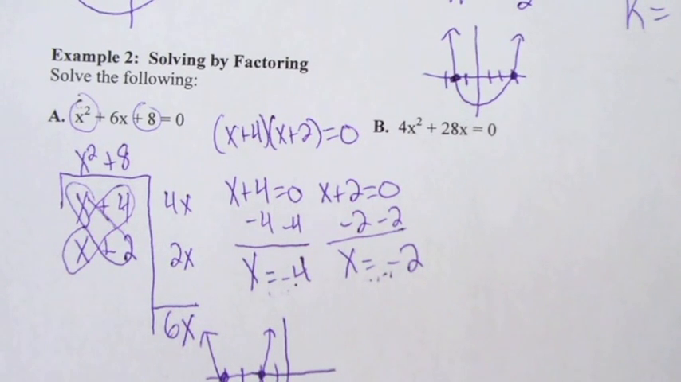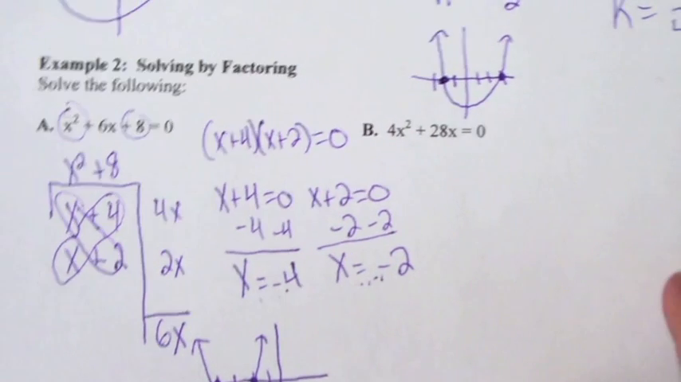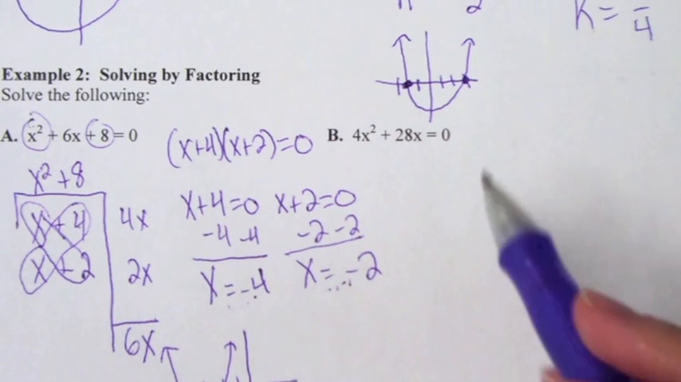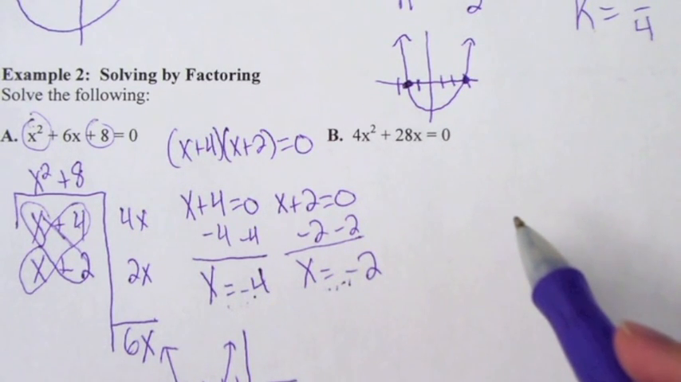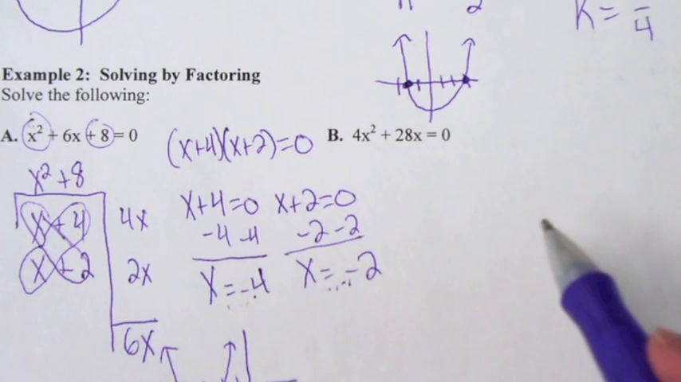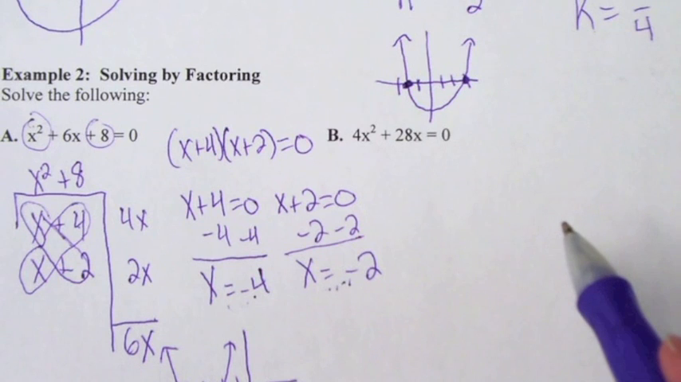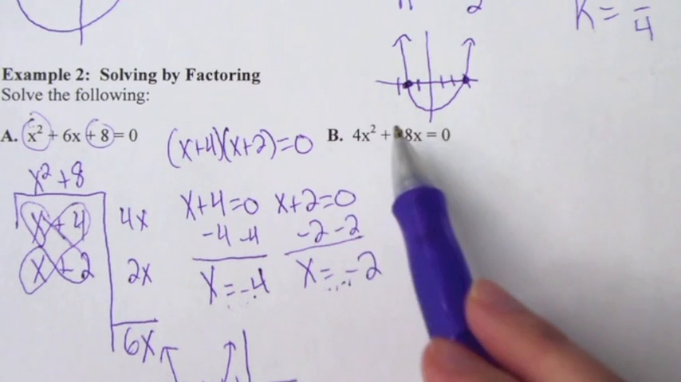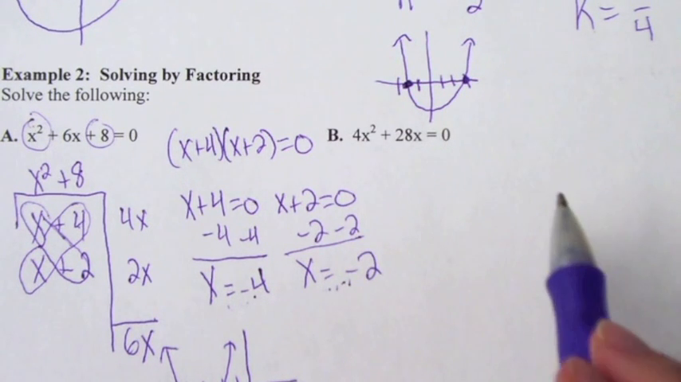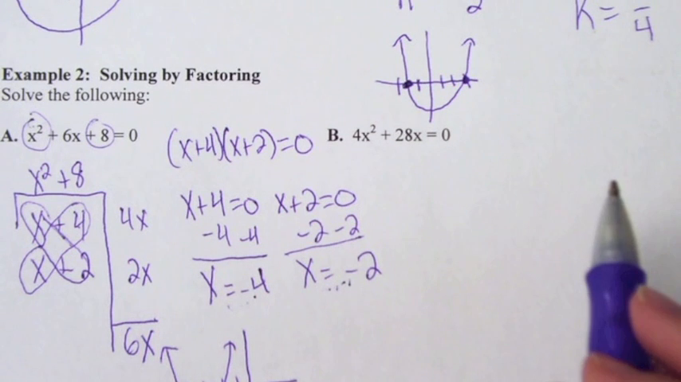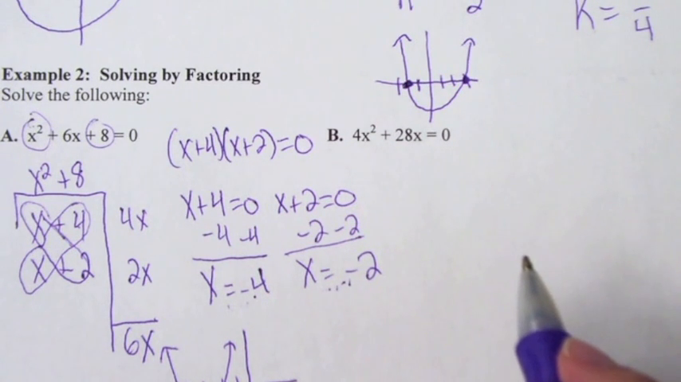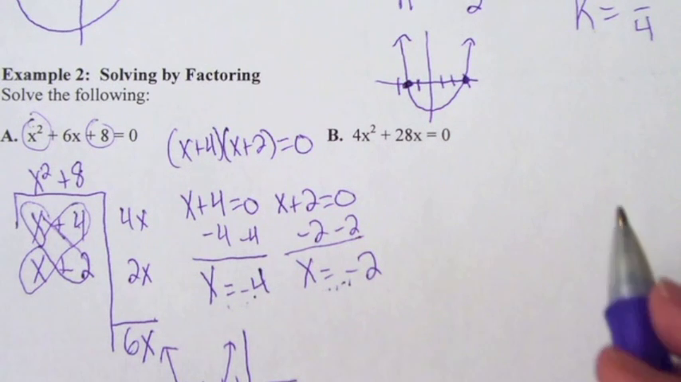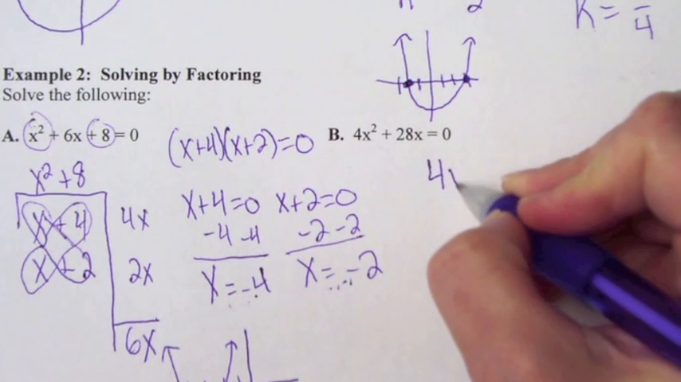All right, now letter B, we're going to factor, but we're not going to do hangman on this one. Do you remember the first step to all factoring problems? Take out the common factor. Right. We always want to look to see if they have a common factor to come out of it. 4x squared plus 28x. What is their common factor? 4 and an x. Right. We're going to take out a 4 and an x.